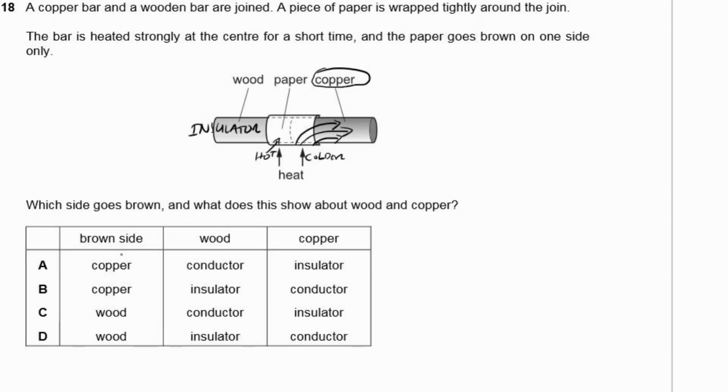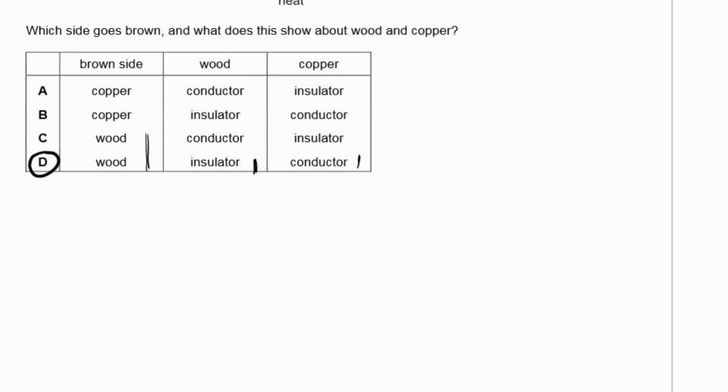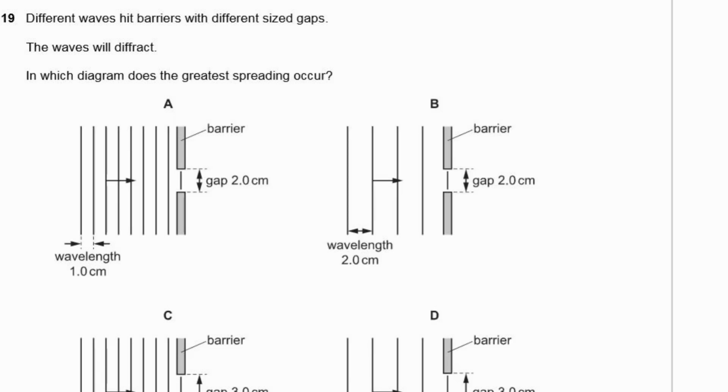So let's look at our options. The brown side of the paper has to be on the wood section. Why? Because the copper will conduct the heat away and keep it cold, or colder, preventing it from burning. Why does this happen? Wood is a good thermal insulator and copper is a good thermal conductor. The answer is D. That was a tricky question, that one.